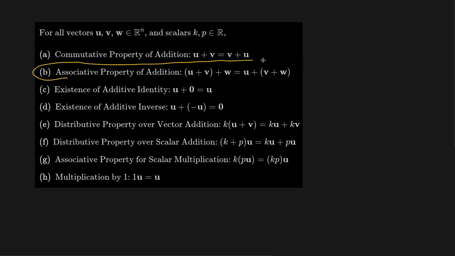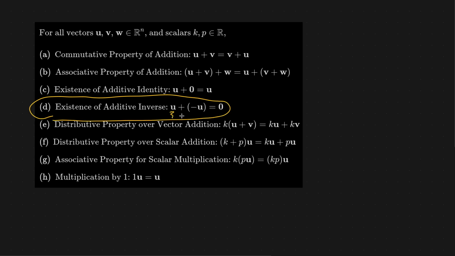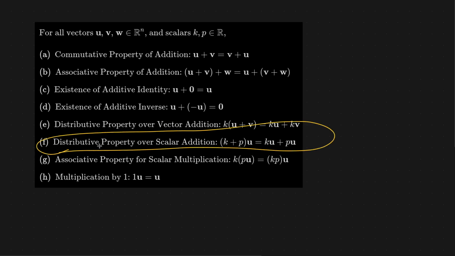I have the associative property of addition. There exists an additive identity, specifically the zero vector. If I take any vector and add it to the zero vector, I get that vector that I started with back, unchanged. Okay? And I have an additive inverse. If I take any vector, there exists another vector, negative u, so that when I add them together, I get the zero vector. I have the distributive property over vector addition and over scalar addition.